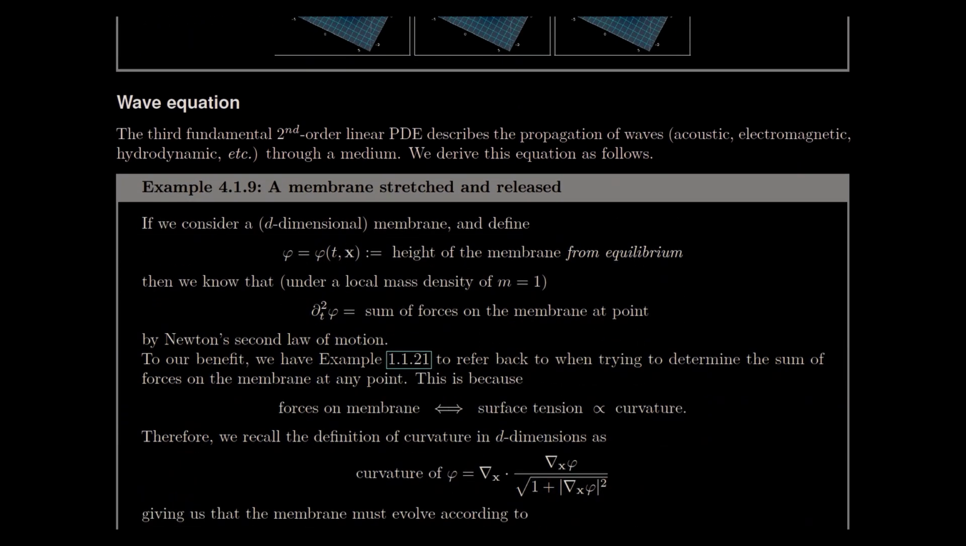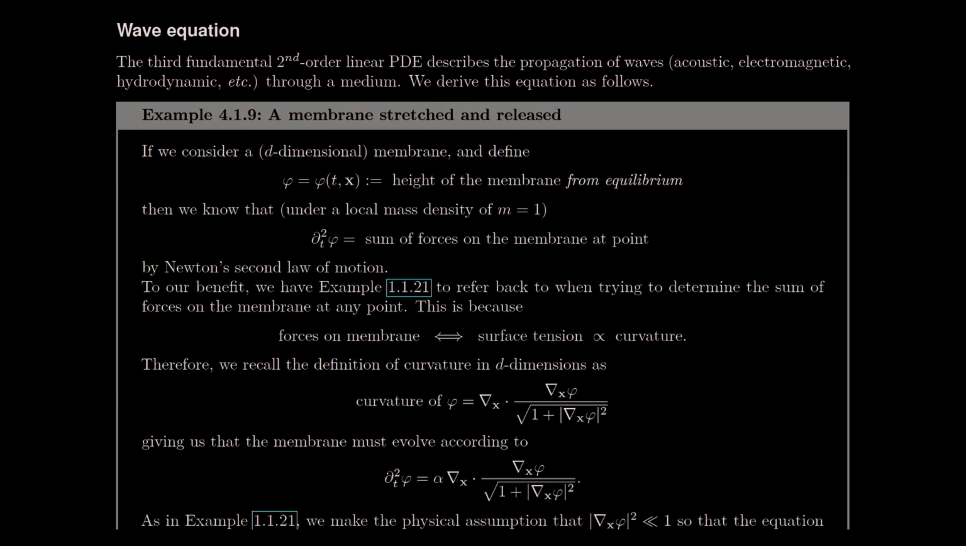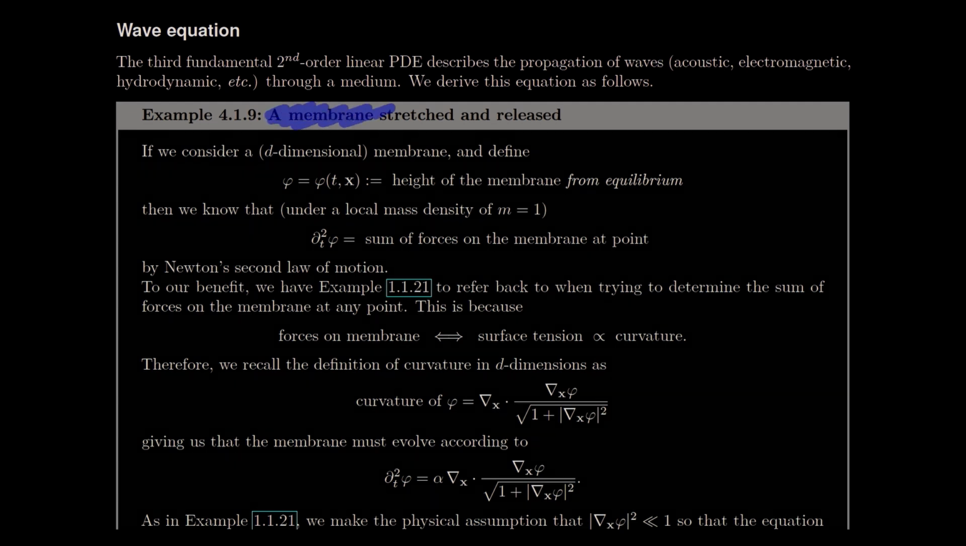Finally, we'll jump over to the wave equation, which is one that we did introduce in chapter 1, but we didn't actually go through much of a derivation for how you could come up with it. And this one's pretty easy to derive with our information from chapter 1, because what we're going to do with a wave equation is think about a membrane which is stretched and released. Because why is a wave actually a membrane that's stretched and released? Think about the surface tension.